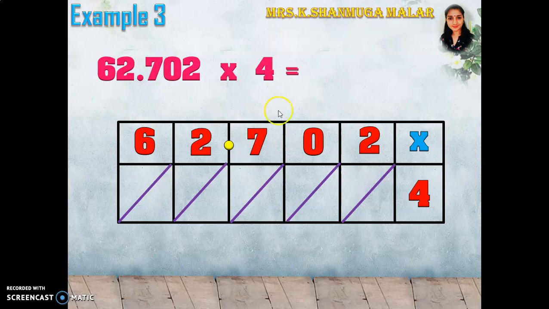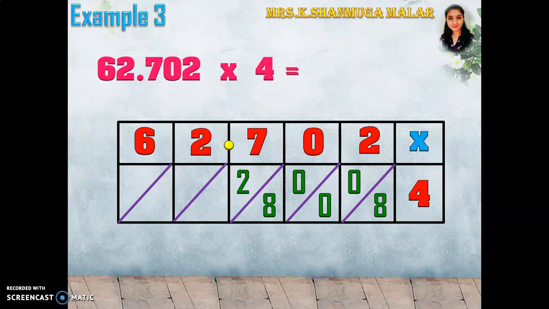So first, we have 2 here. So 2 times 4, we get 8. We must write the 8 this way. Do you understand? Okay, let me go to the next number, which is 0 times 4. Students, 0 times 4, we get 0. So, we just write zeros in the column. Then next number is 7 times 4.